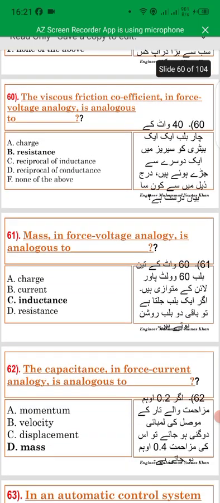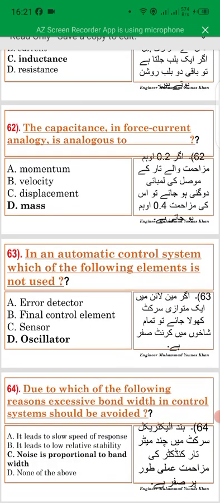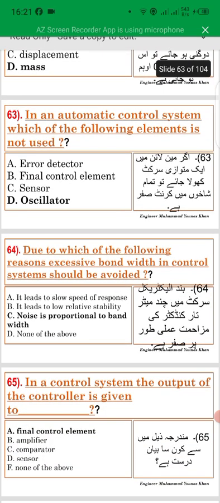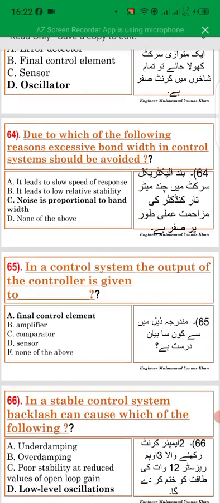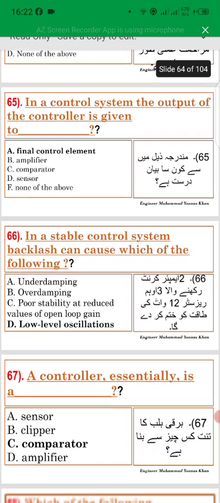The viscous friction coefficient in force voltage analogy is analogous to resistance. Mass in force voltage analogy is analogous to inductance. The capacitance in force current analogy is analogous to mass. In any automatic control system, which of the following elements is not used? Oscillator. Due to which of the following reasons should excessive bandwidth in control system be avoided? Noise is proportional to bandwidth.